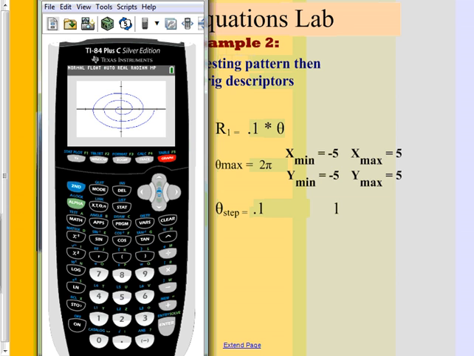Now, let's change the steps. Go back to window. Change your theta step to, let's make them more clunky. Let's make them like 0.5s. And see if our graph looks different when our steps are bigger. Are you starting to sense a little bit of segments instead of curves? Seeing that? All right, go to window, change it to steps of 2.